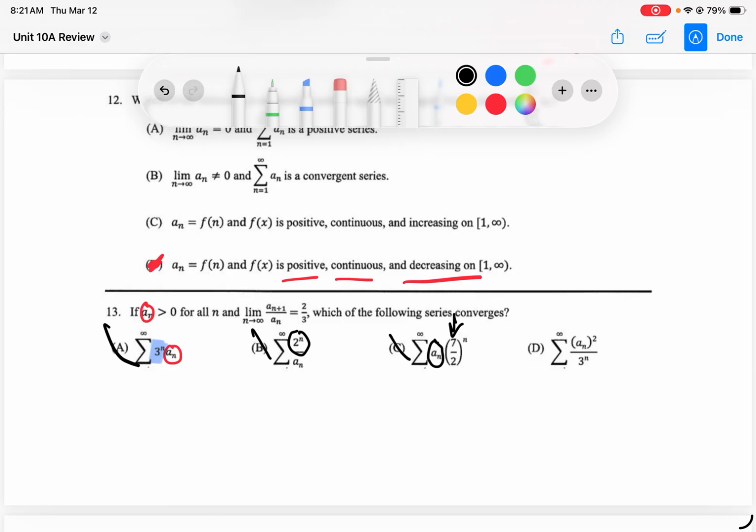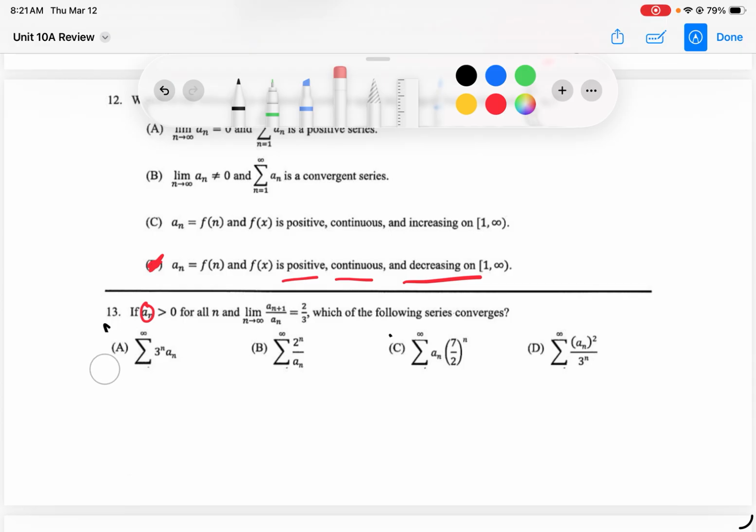This last one, this would be like a converging series squared, which is going to converge, divided by a converging series, because it's just 1 over 3 to the n, which is 1 over 3 to the n. That one converges. So I'm going to pick D, but I'm also going to show you the limit if we actually compared these two.